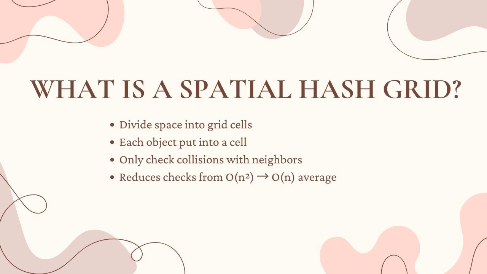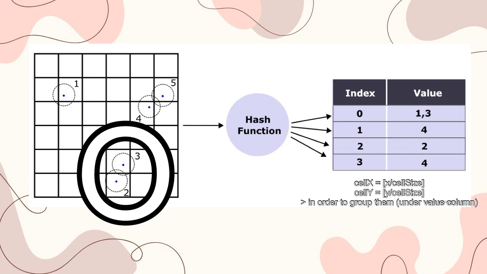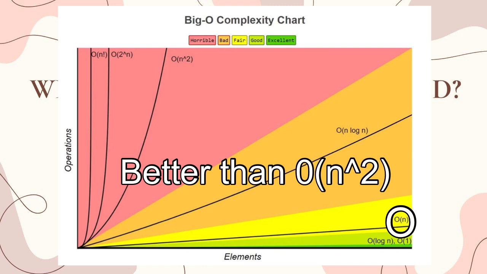Now, we will introduce to you the spatial hash grid, and it is able to solve this issue by dividing the world into grid cells. Each object is placed into a cell based on its position. Instead of checking collisions with all of the objects, we only check with objects in the same cell or neighboring cells. This reduces collision checks from O(n) squared to roughly O(n) on average. It's fast and simple to update every frame.